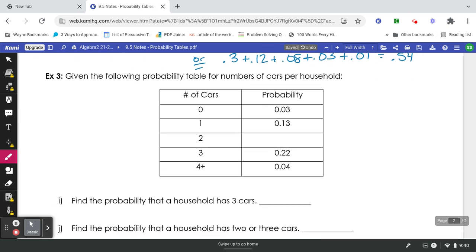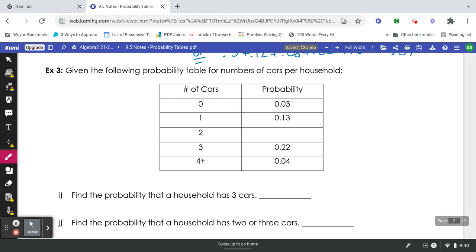All right, one more example at the bottom just to make sure we got the hang of it. You've got the number of cars that people have per household and then our probability. First thing we're going to do, find the blank. We'll do 1 minus each of these, 0.03, 0.13, minus 0.22, minus 0.04. Gets us 0.58, and that's what's going to go in our blank.